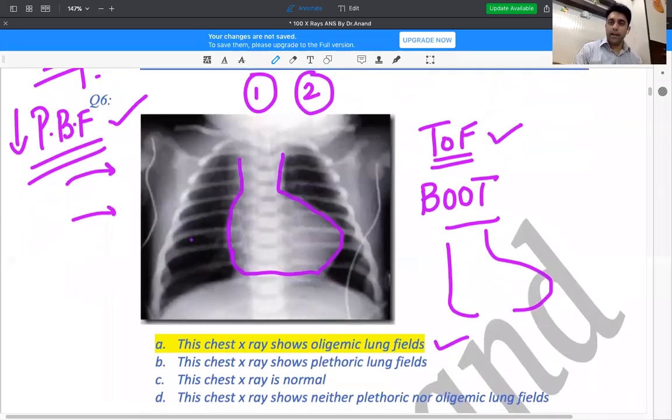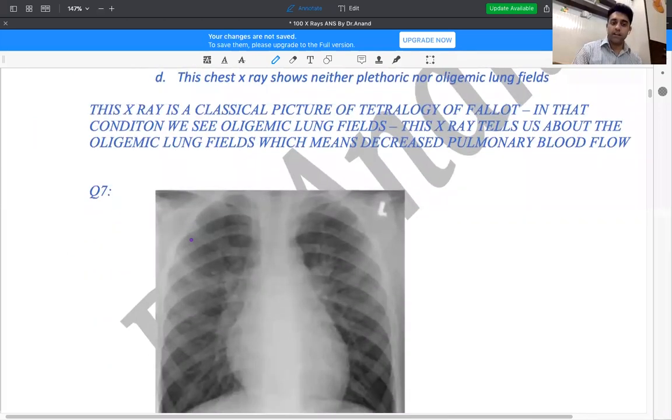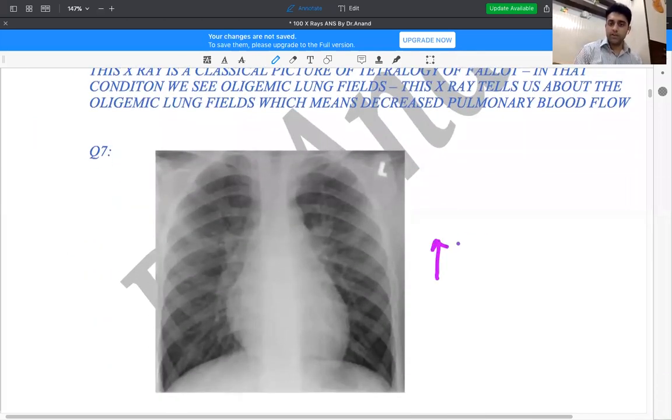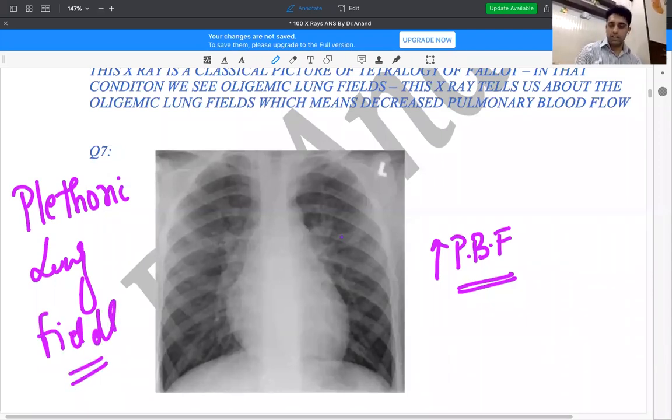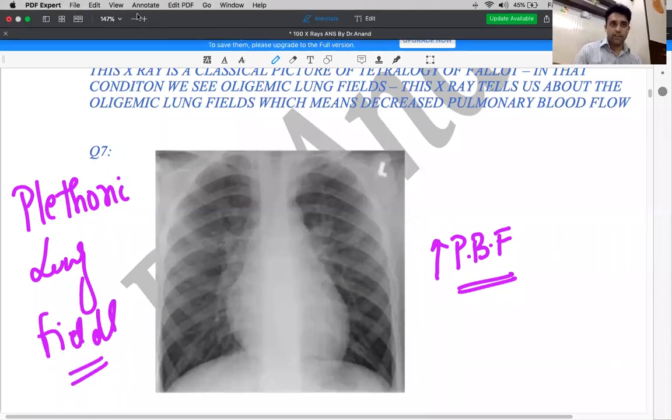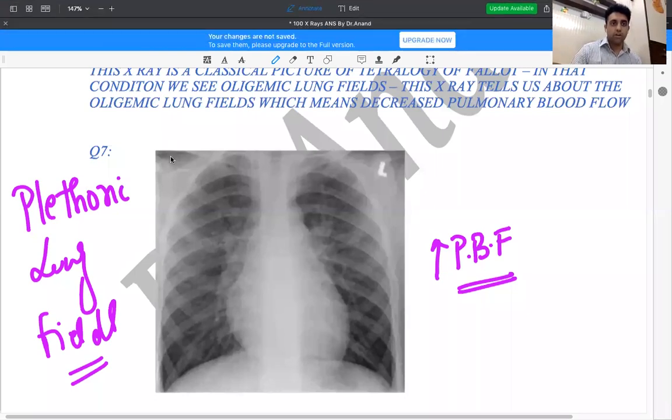Next one. This is a condition showing increased pulmonary blood flow. When there is increased pulmonary blood flow, I'll call it a plethoric lung field. This is one of the conditions of plethoric lung field. Normally the X-ray looks like this, plethora, like increased pulmonary blood flow, right? So that you should know.